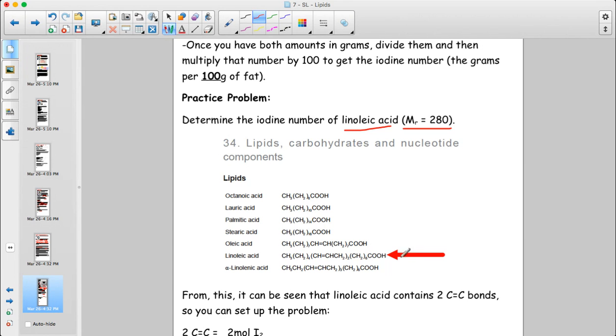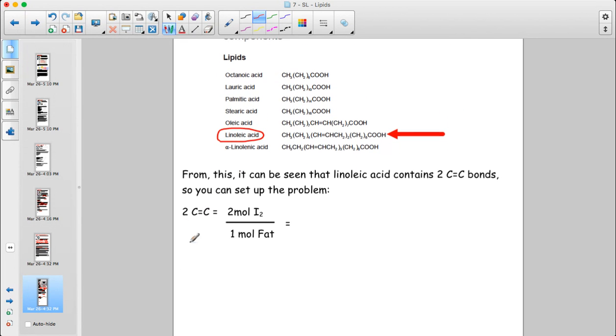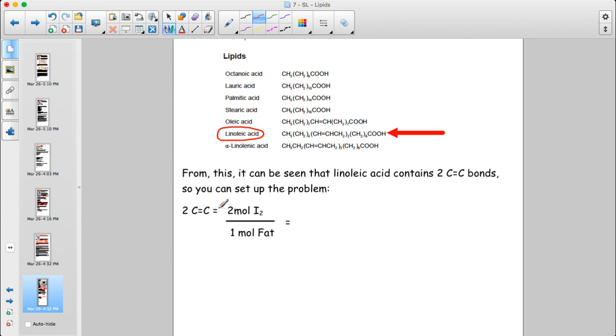Now, linoleic acid is in the data booklet, and from this given formula, you should be able to see that there are 2 carbon-to-carbon double bonds. I probably shouldn't have erased that or covered it up. This thing in parentheses is repeated twice. So start off with a ratio. The fact that it has 2 C-to-C bonds, you should be able to set up this ratio if you know about the iodine number, that 2 moles of iodine will react with 1 mole of a fat.